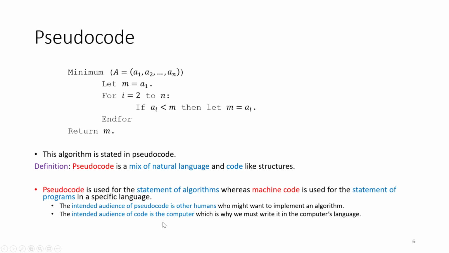Okay, and then of course, why do we put all that extra stuff in there in Java or Python or whatever language we're writing in? Because the intended audience of the code is the computer.